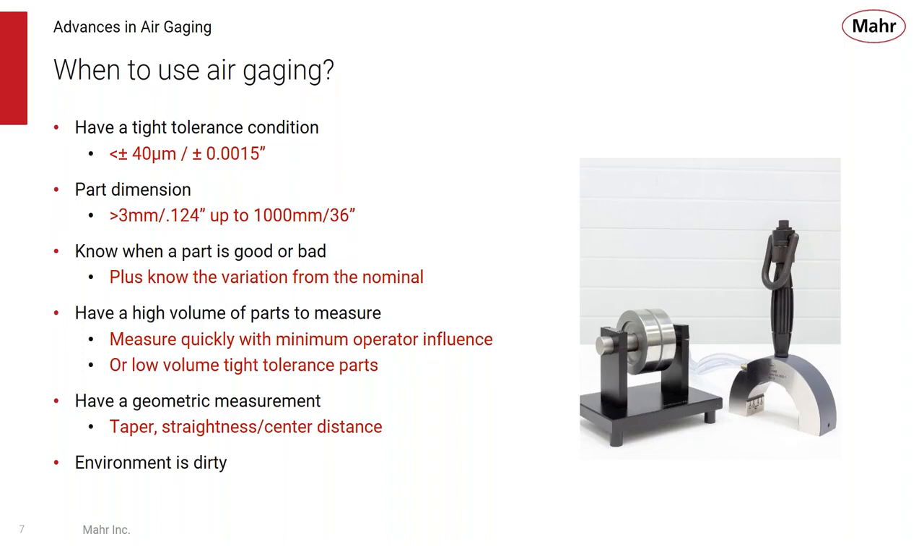And air gauging is good for geometric measurements. So if you want to measure tapers or straightness or explore for diameter variation, air gauging is a great way of doing that. And if the environment is dirty, again, air tends to clean away some of the liquid contamination.